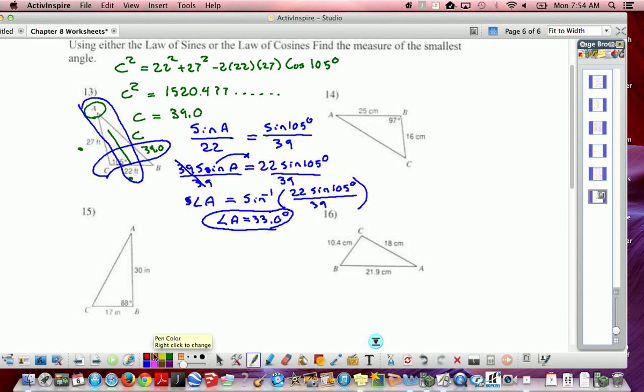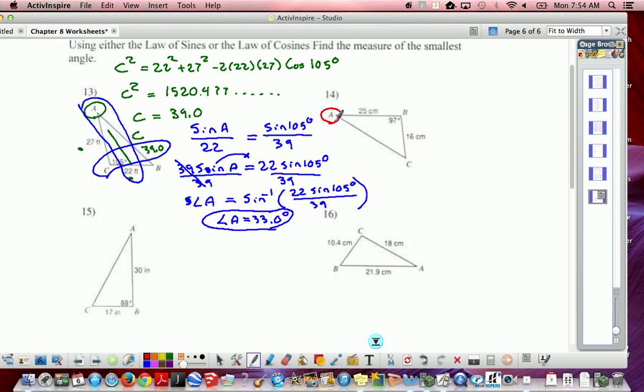All right. Number 14. Number 14 is the exact same process. The question is, which angle is the smallest here? Since I have 97, that's over 90. These two have to each be less than 90. And since 16 is smaller than 25, angle A must be the smallest of the two.